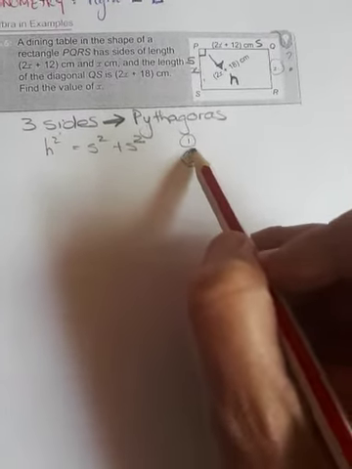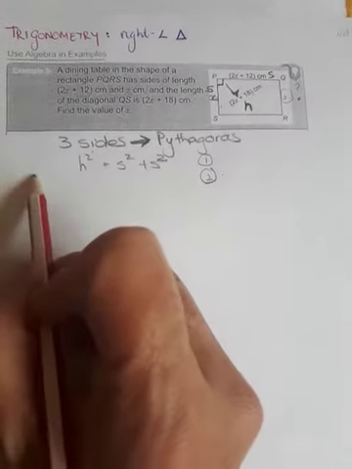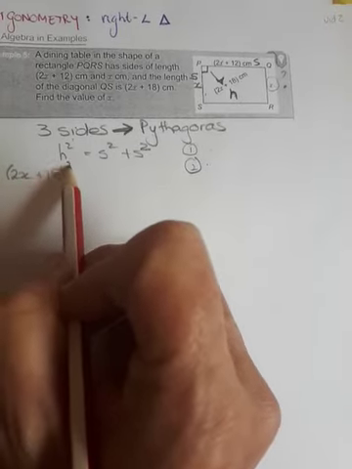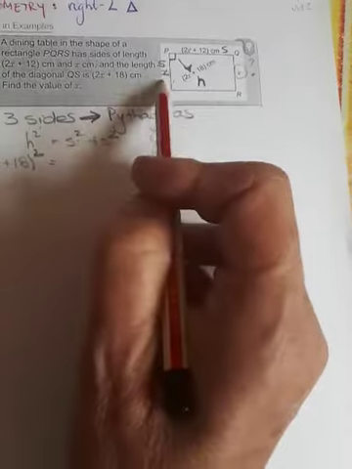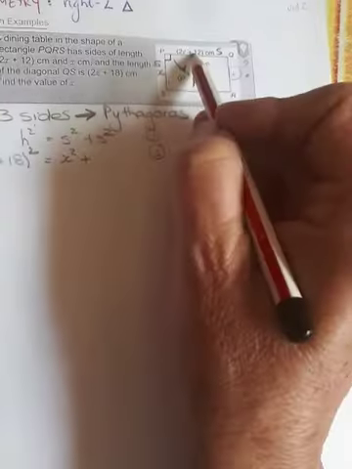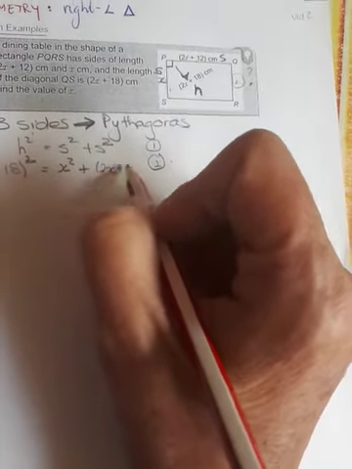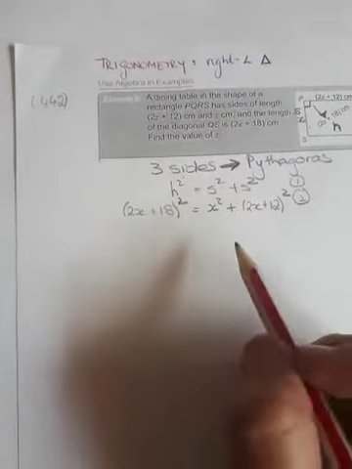In step 2, remember, we must now substitute. So instead of h, we are going to have 2x plus 18, and then that is being squared. Instead of the first s, we're going to have x squared. Instead of the second s, we have 2x plus 12 squared. All right, and if you look at that, people, that's now typical algebra.